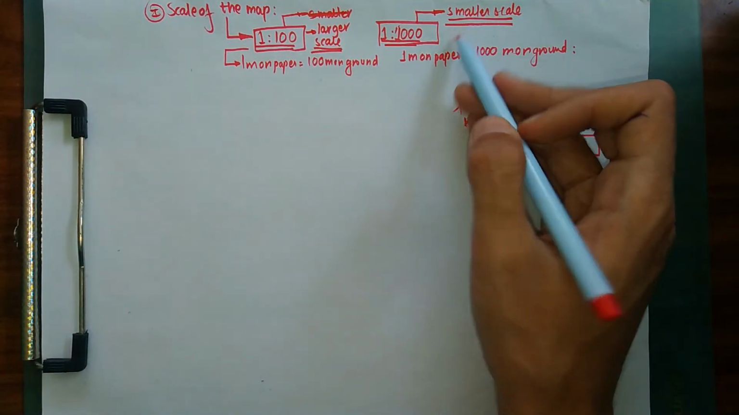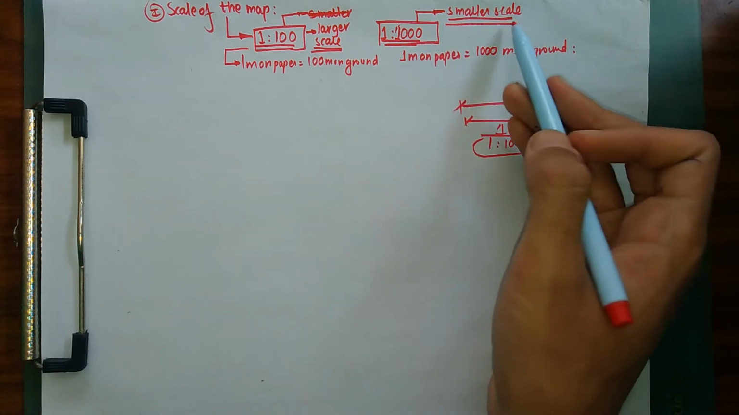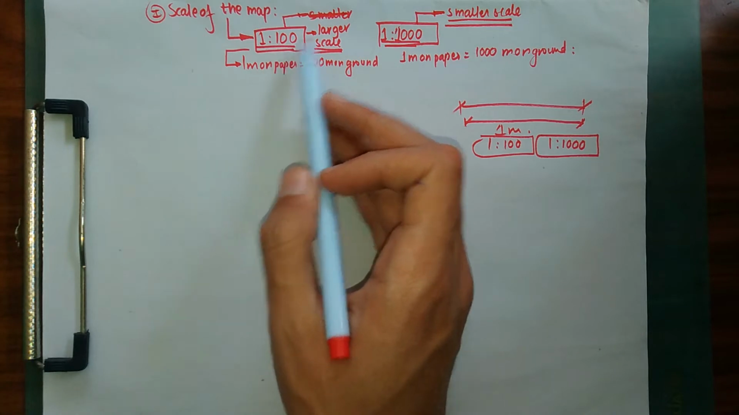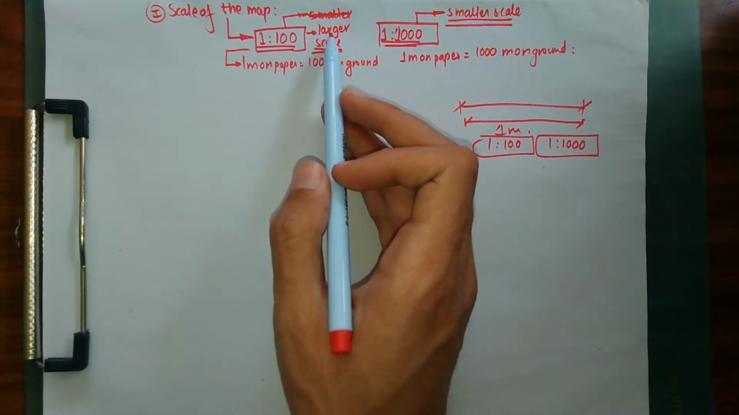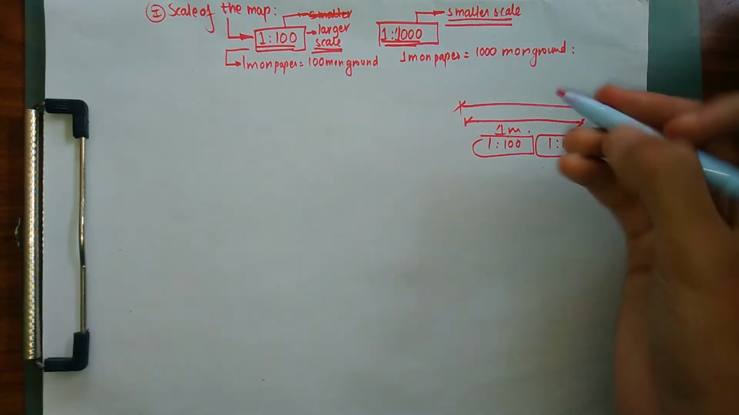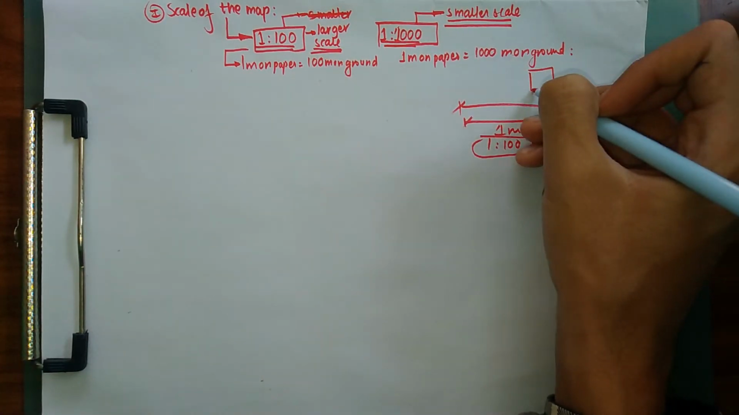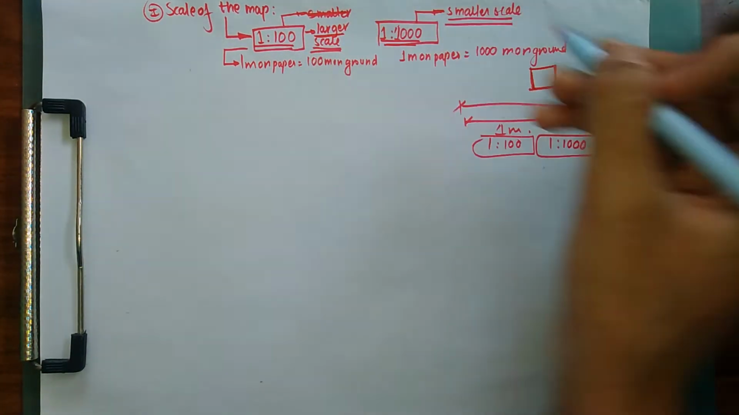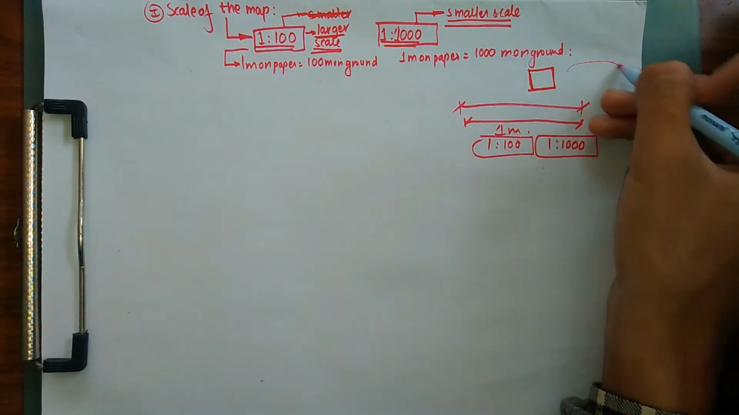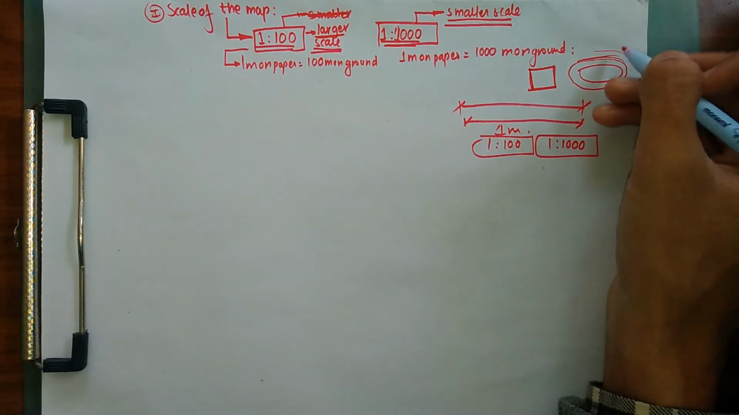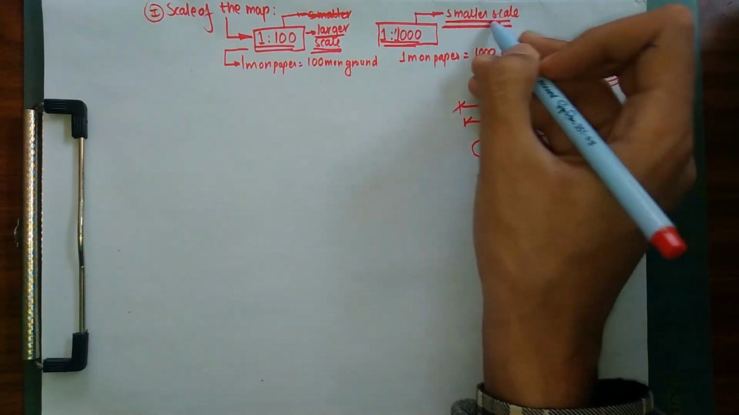A smaller scale represents more area, or more length, or covers more area, while it is inversely proportional for a large scale. Our larger scale is going to cover less area or less length. So if I had to draw a smaller area on my paper, I'm going to use my larger scale. But for a larger area where I have to cover, let's say, large hills, in that case I'm going to use my smaller scale. So it is inversely proportional.